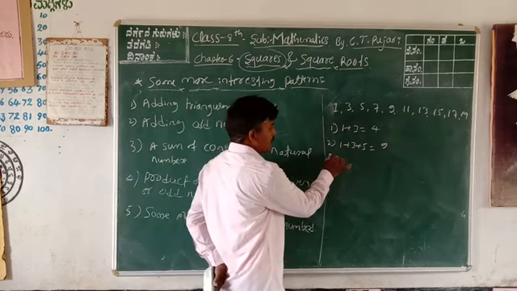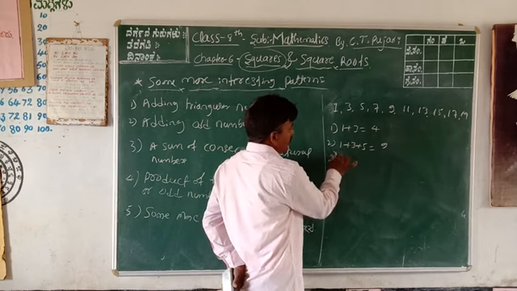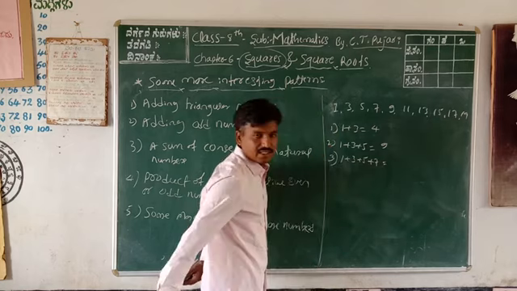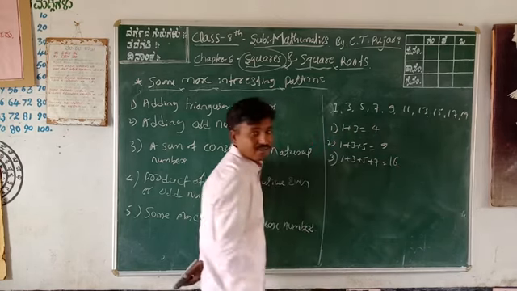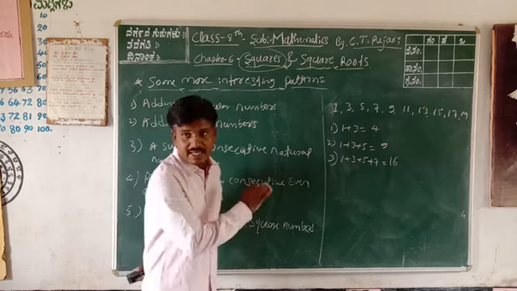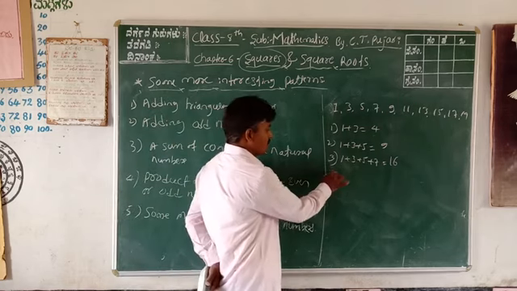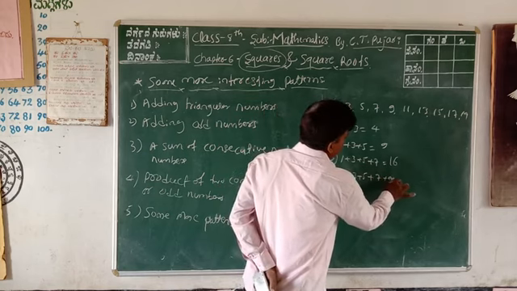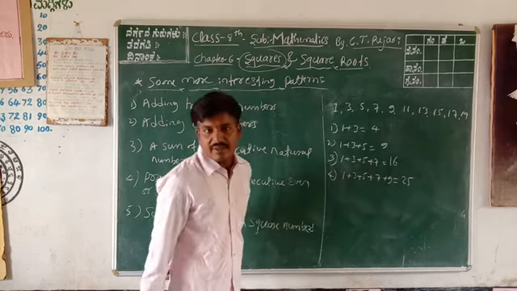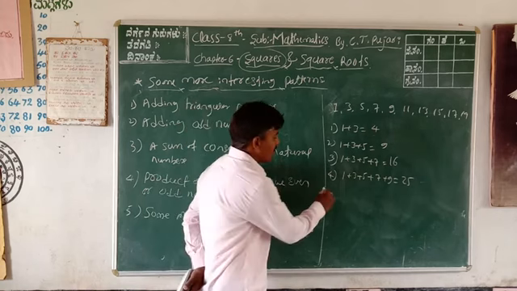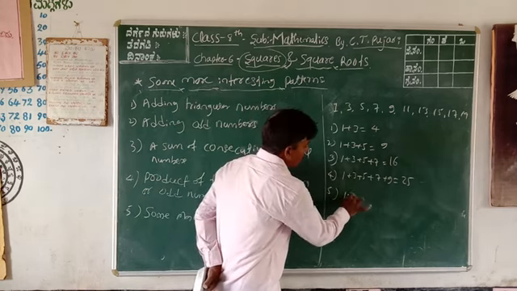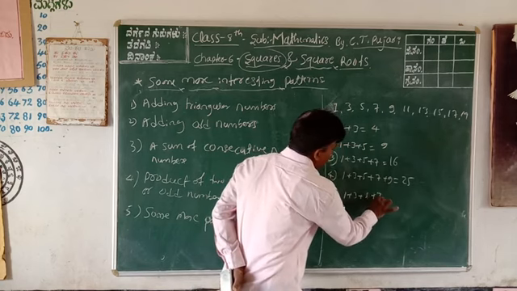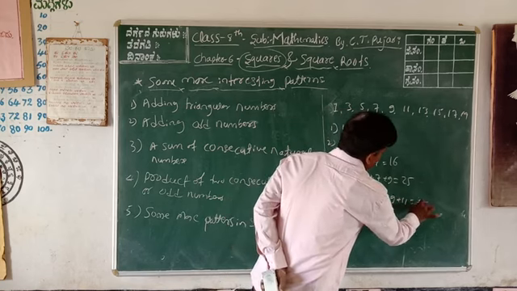What about the next one? 1 plus 3 plus 5 plus 7 is equal to what? Again 16, which is also a square number. What about the next one? Again consecutive odd numbers. Fourth one, 1 plus 3 plus 5 plus 7 plus 9, and 25 is also a square number. Again, 1 plus 3 plus 5 plus 7 plus 9 plus 11 is equal to 36.